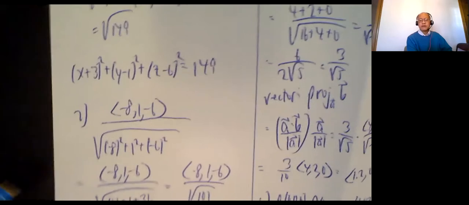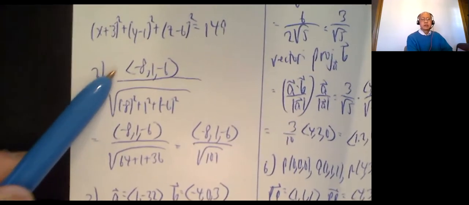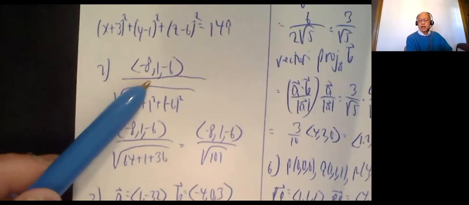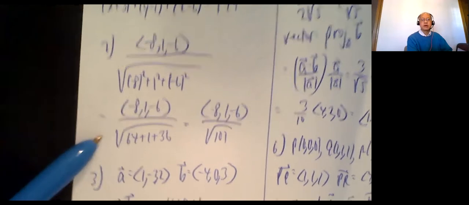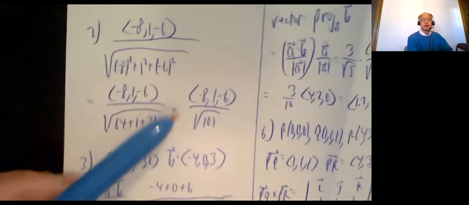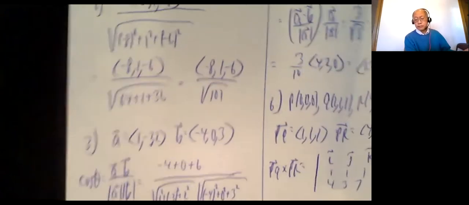Number 2, to find a unit vector in the same direction, just take the vector and divide it by its magnitude. So <-8, 1, -6> divided by the square root of (-8)² + 1² + (-6)². That comes out to be radical 101. So <-8, 1, -6> divided by radical 101.